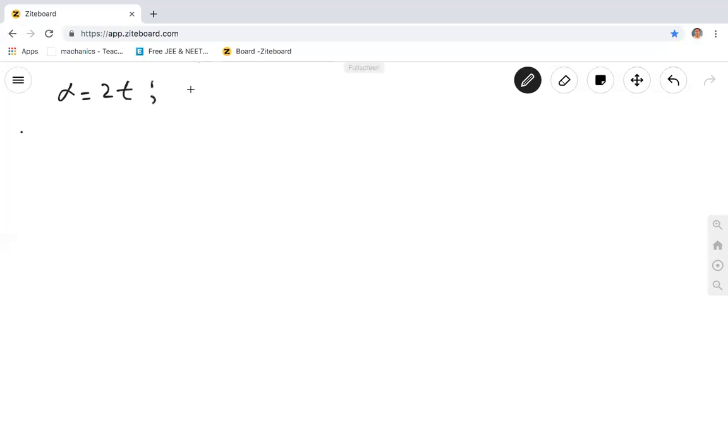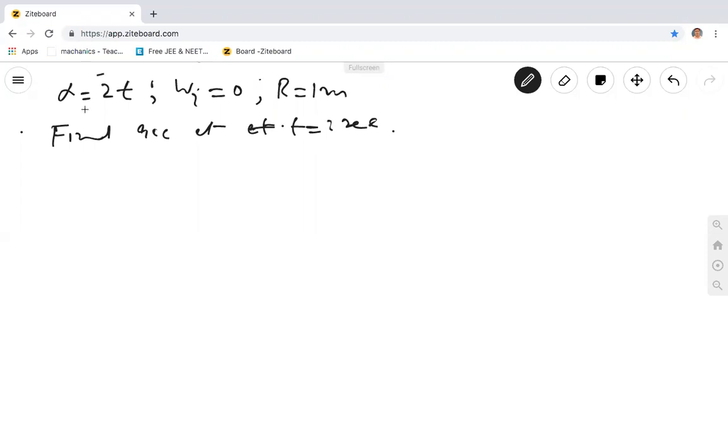and omega initial is again 0. Radius is again 1 meter. Again, I will ask you to find the acceleration at t is equal to 2 seconds. Same question I'm asking, but I have made this a little complicated. Here I am not putting alpha as constant. Here I am putting alpha as a function of time.